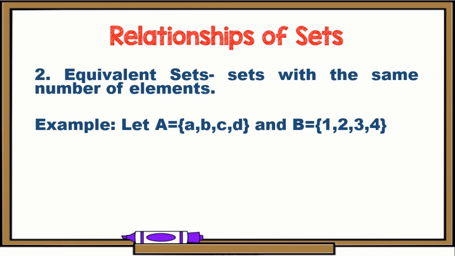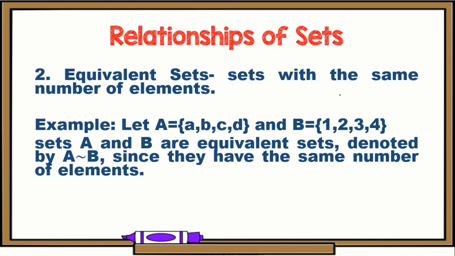For example, we have set A having the elements A, B, C, and D. And set B with the elements 1, 2, 3, 4. So how many elements do we have in set A? Alright, we have 4. Now in set B, how many elements do we have? Correct, that is also 4. Since they have the same number of elements, sets A and B are equivalent sets. And this is denoted by the symbol. So this is read as A is equivalent to B, since they have the same number of elements.